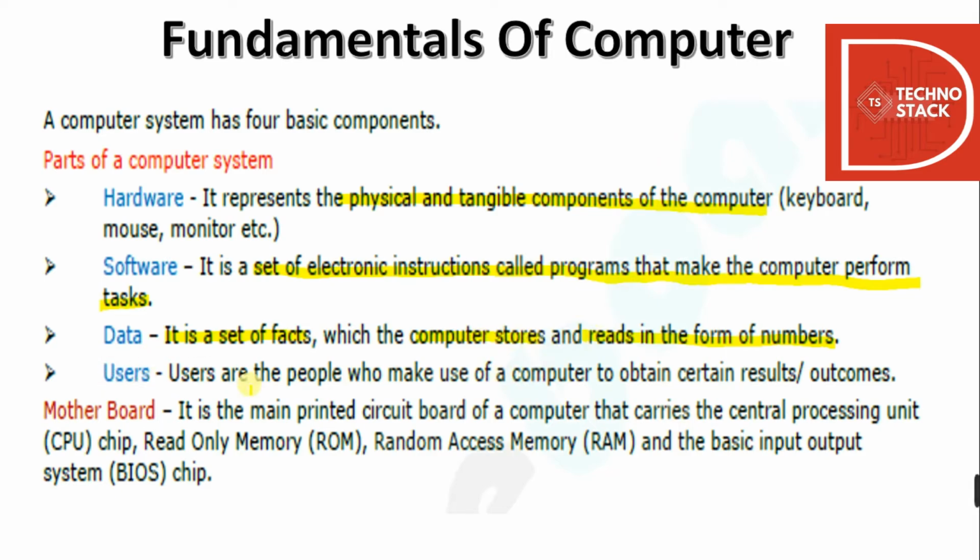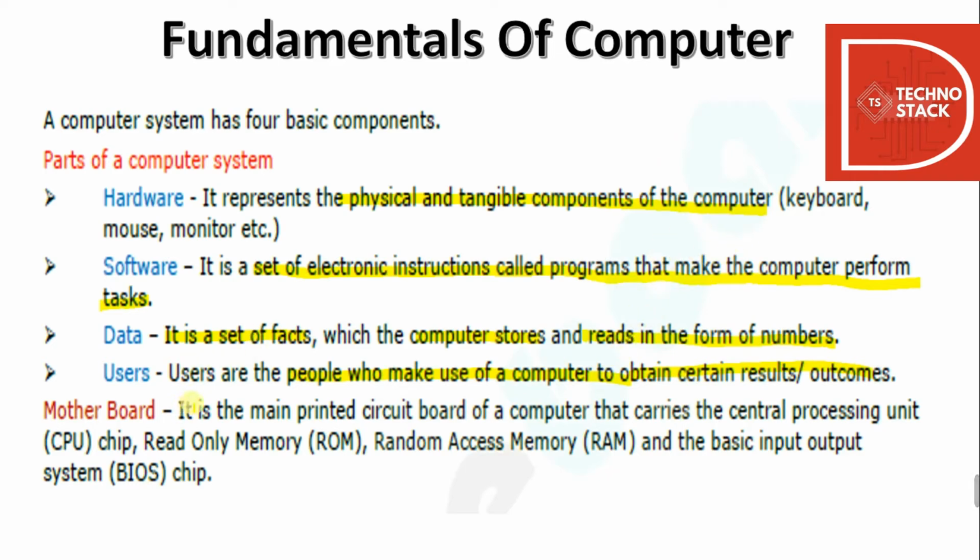Then users are people who make use of computers to obtain certain results and outcomes. So we are the users of computers, because we are using computers to get certain things done. So what are the basic parts of a computer system? Hardware, software, data, and users.